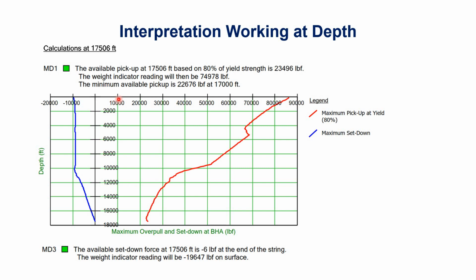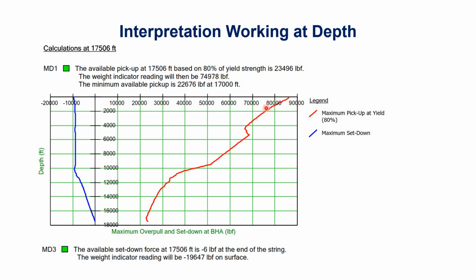We see that when we are at the surface, our maximum pull will be like 85,000. At the bottom, the maximum overpull which we can apply is 23,496 pounds force, and at that time the weight indicator reading will be 74,978 pounds.